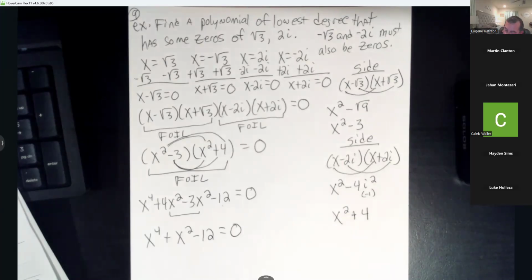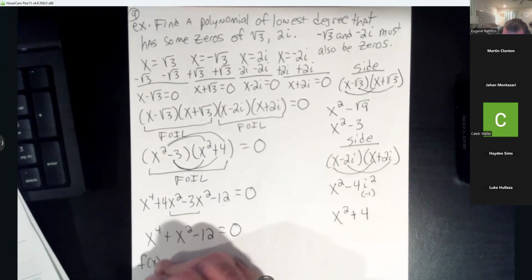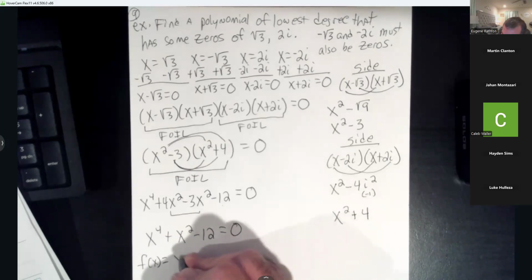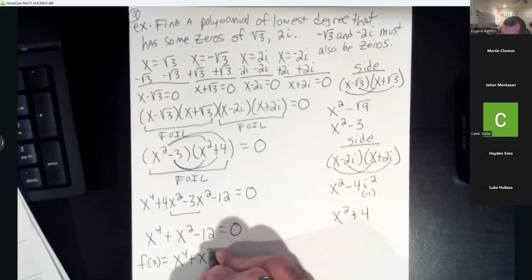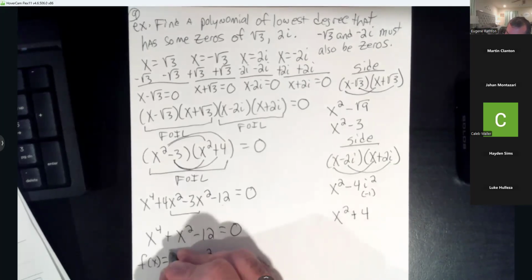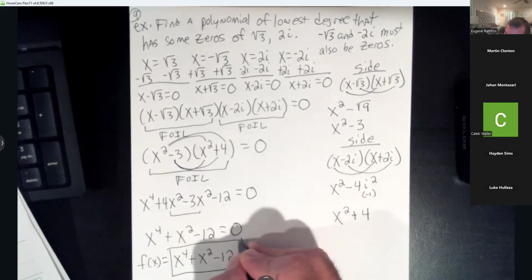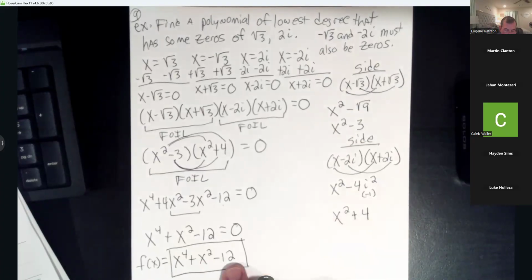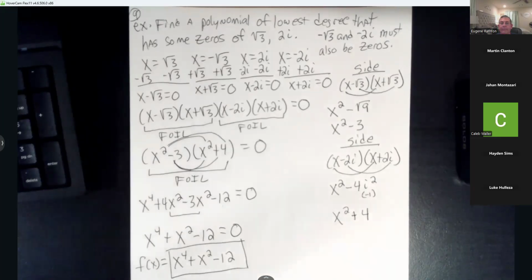All right, so the last thing would be what? Put f of x here and write our function: x to the 4th plus x squared minus 12. And that right there is what MATLAB wants you to put in that box. All right, so I will say FOILing's over for now. And 10 and 11 are doing something a little bit different, okay?